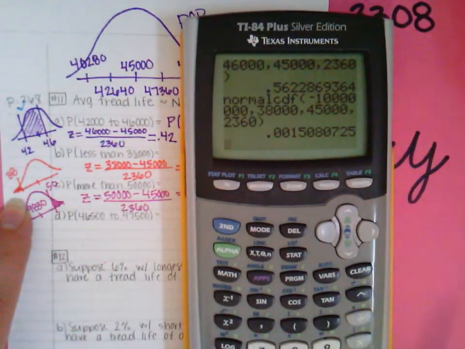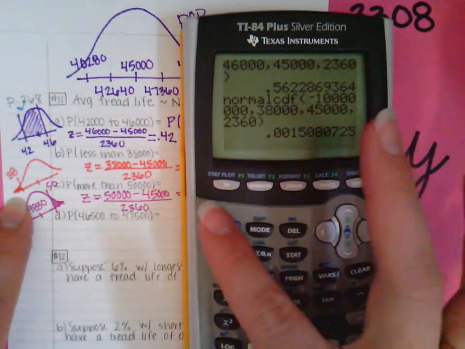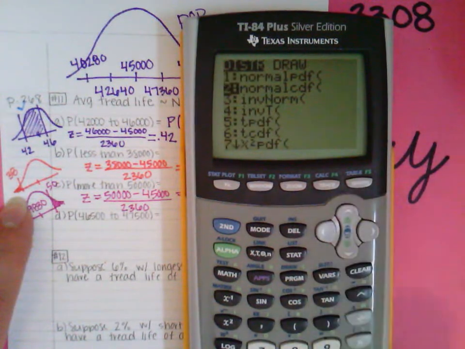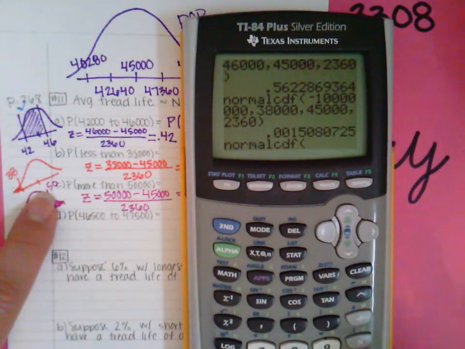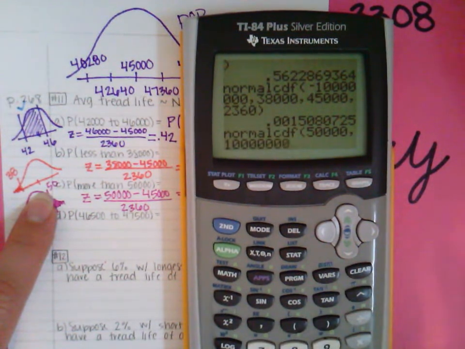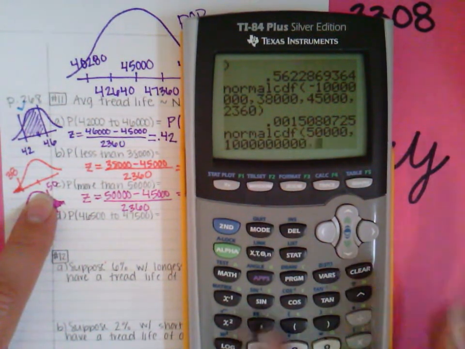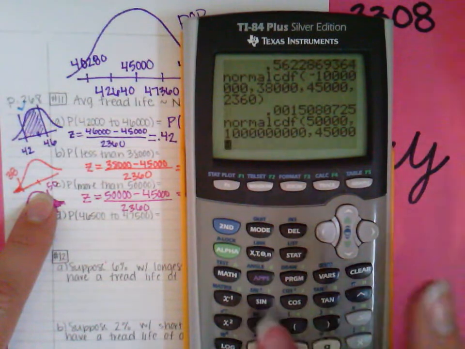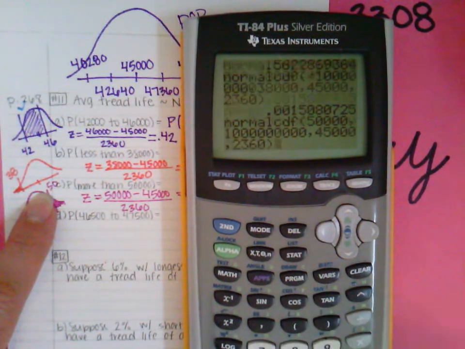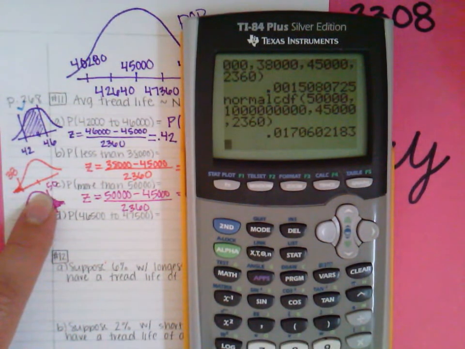Okay. For more than 50,000, you can do something similar. You just have to adjust it. Your lower bound is 50,000. Your upper bound is a really big number, okay? Then 45,000 and then 2360. And you can see we got that same answer there.